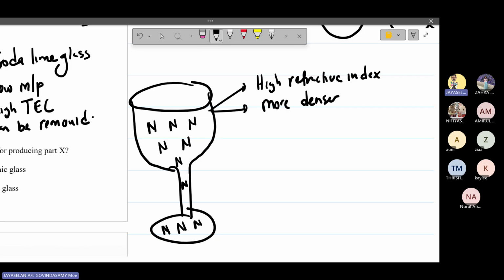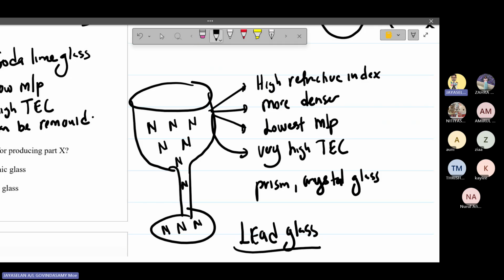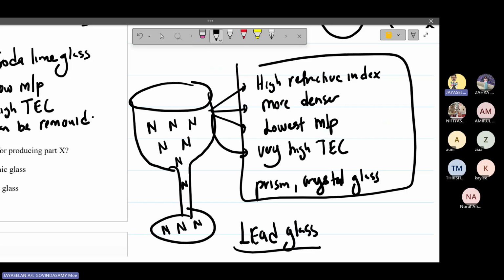It has the lowest, paling rendah, lowest melting point. It has very high ITEC, cepat pecah. Jatuh sikit pecah. Okay. It is also used to make prisms and crystal glass. What is the name of the glass? Lead glass. Understand? Dalam exam, dia bagi properties. You pilih sahaja. Any question? Right, okay, understand?